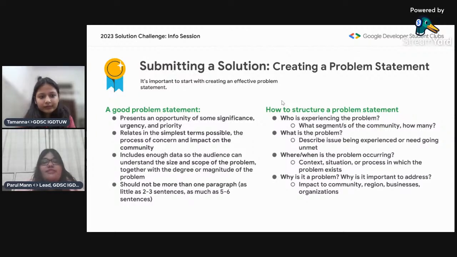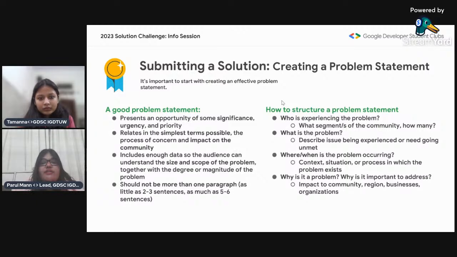For a good problem statement, you need to ensure that it presents an opportunity of significance or urgency, as in it has impact. It should be significant. You shouldn't be tackling a problem that not a lot of people are affected by, or that wouldn't make much of a difference. So take up an issue that impacts a large number of people, and at GDSC we aim to solve local problems, something that we as a community face. That is what you should include in your problem statement. And you need to relate it in the simplest terms possible. Don't overcomplicate it. You're selling the product to people like you, so there's no need to complicate it.